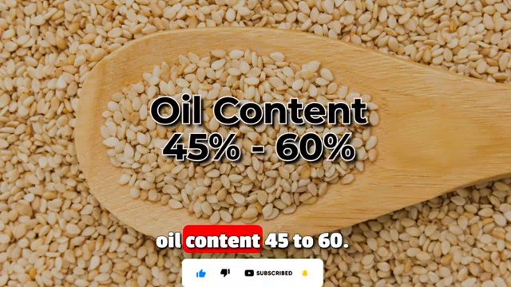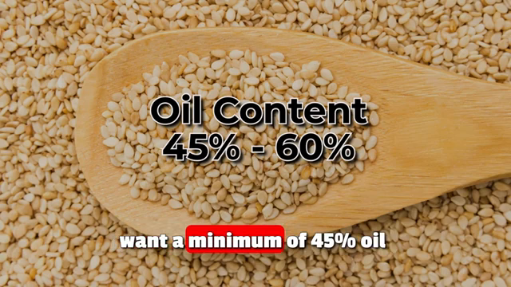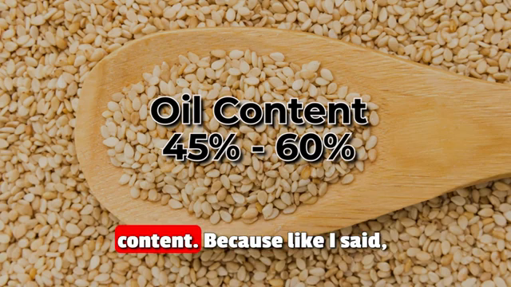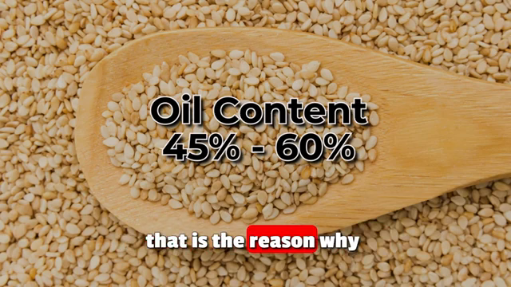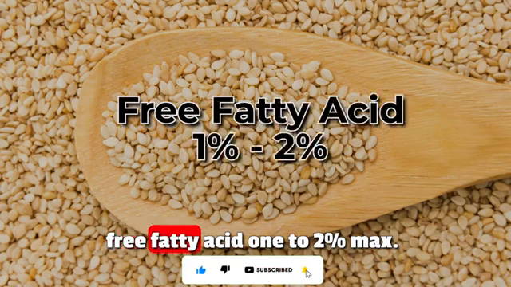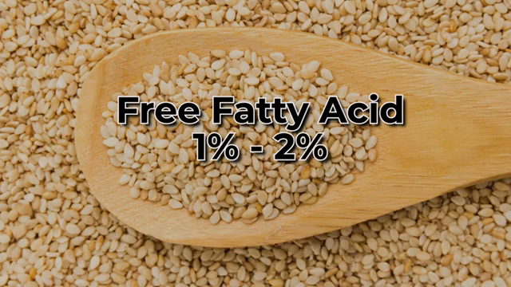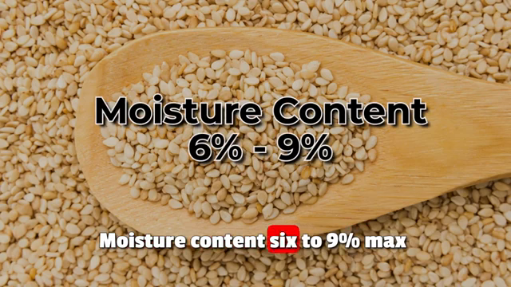Specification: oil content 45 to 60%. So most buyers will typically want a minimum of 45% oil content because, like I said, that is the reason why they are buying. Impurity 0 to 2%. One of the major challenges of sesame seed is free fatty acid, 1 to 2% max. Moisture content 6 to 9% max.